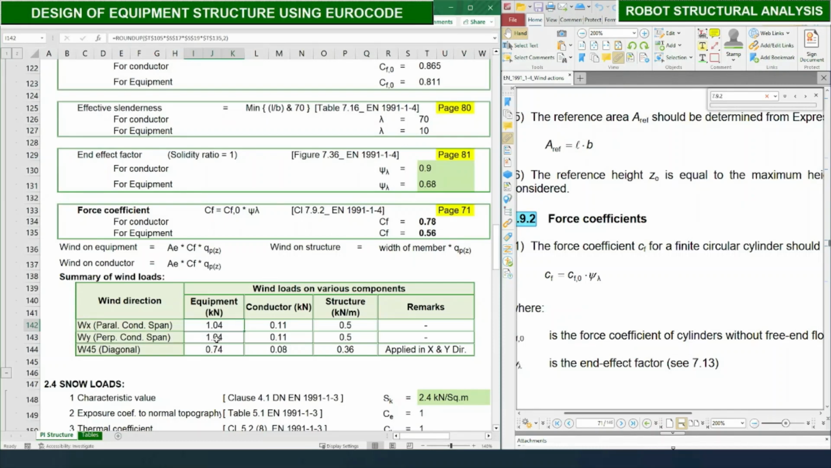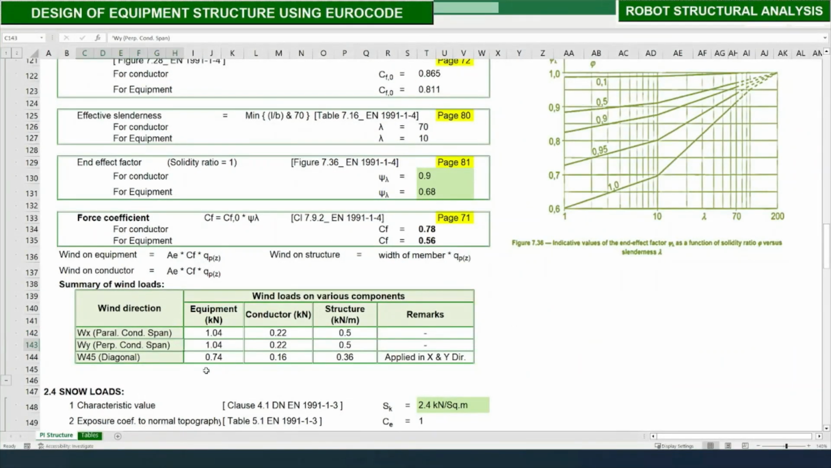This is wind acting parallel to conductor. As we know that the post insulator has equal dimensions in both directions x and y, we can consider the same wind force on the equipment for wind acting perpendicular to conductor span also.